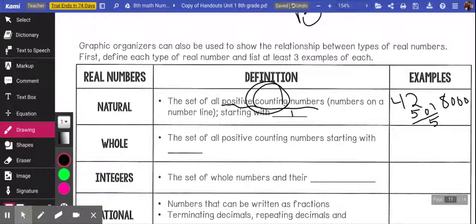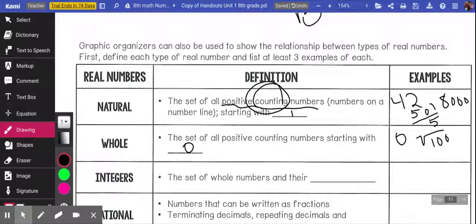Okay, so after natural would be whole. If it's natural, it's automatically whole. And whole is basically everything we just said, except they start with 0. So it's everything, just adding 0. So we have 0, of course, and then we have just any number. We could even have a square root, because if we have the square root of 100, that answers 10, and that would be a whole number.